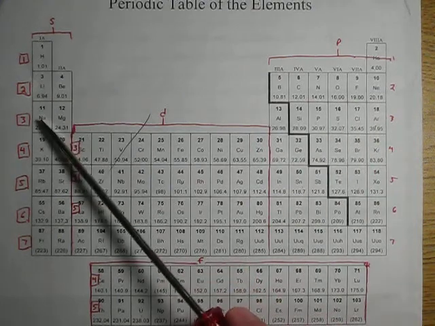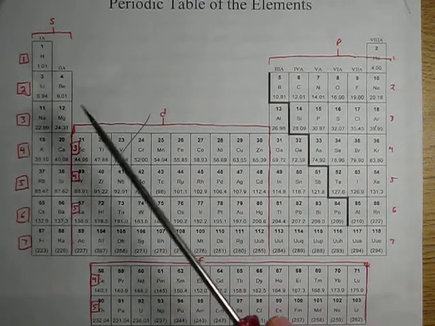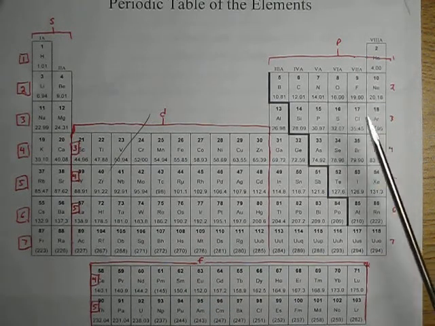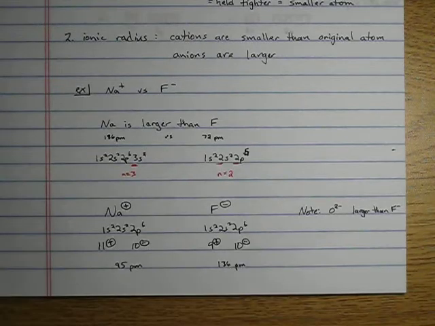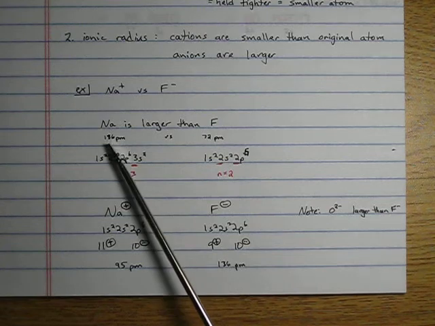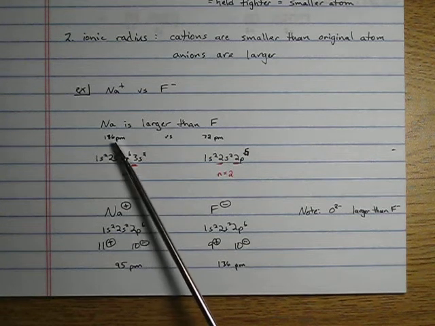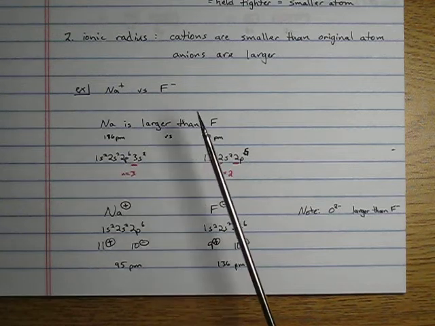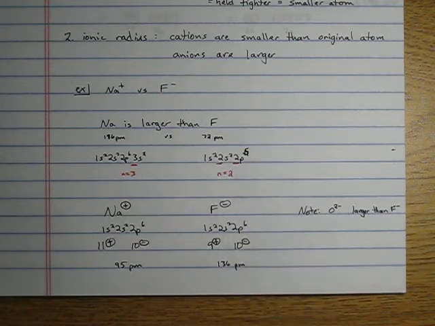Because as we go down the table, atoms get larger. Going from right to left, atoms get larger. So we expect the sodium atom to be larger than the fluorine atom. And it turns out we are correct. It's quite a bit larger. The sodium atom is 186 picometers in terms of atomic radius. The fluorine is only 72 picometers. So a sodium atom is more than twice the size of a fluorine atom.